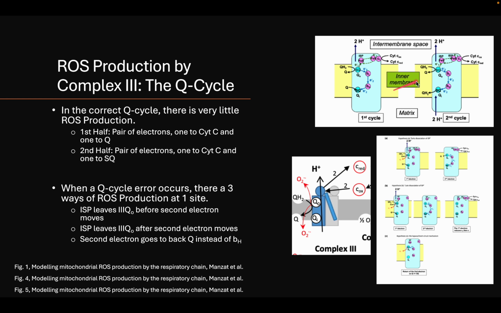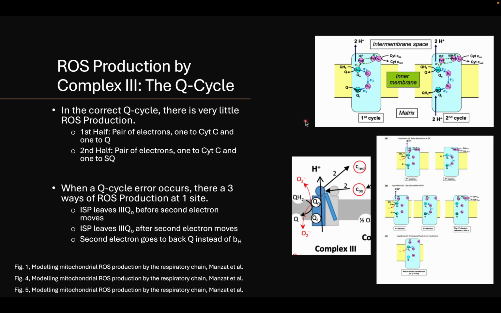In the second half, another ubiquinol binds to your QO QP site, then the same 2 paths happen. However, the second path results in an electron being added to the semiquinone made from the first half to form a ubiquinol that then goes and joins the mitochondrial pool.